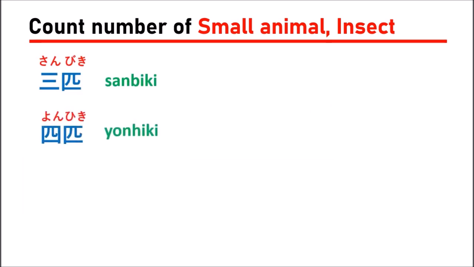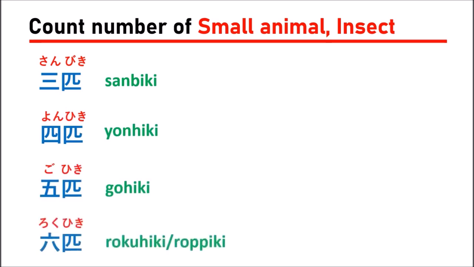yonhiki, gohiki, rokuhiki, or roppiki, or you can say roppiki, which has the same meaning and the same kanji, but just has only two sounds.